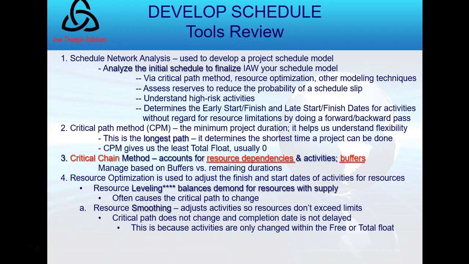Okay. Now, another tool is called resource optimization, which is about the finish and start dates of the activity itself. And there are two types: resource leveling and resource smoothing. Resource leveling balances demand for resources with the supply. That's about leveling it out. And this may cause, this would be a test question, the critical path to change.